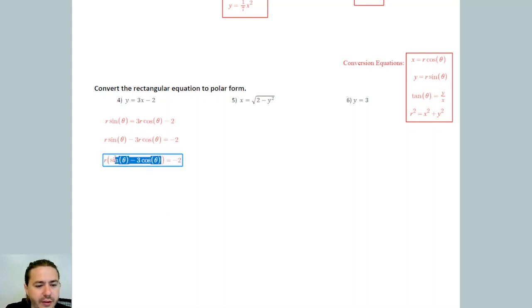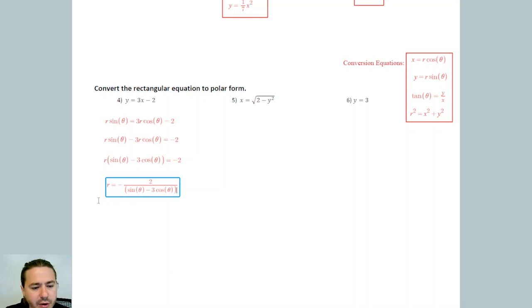Okay, so we've got this expression times r. If we're trying to isolate r, we just need to divide both sides by this entire thing. So we'll get r equals -2 divided by that expression. Probably don't need those extra parentheses, but there you go. So we've solved for r.